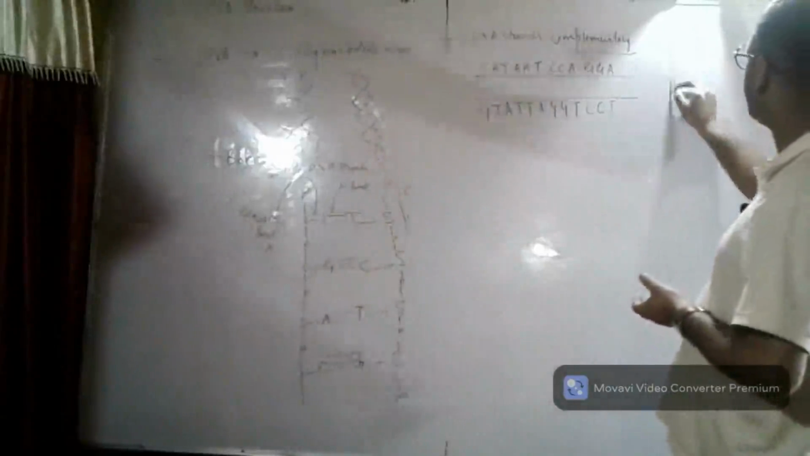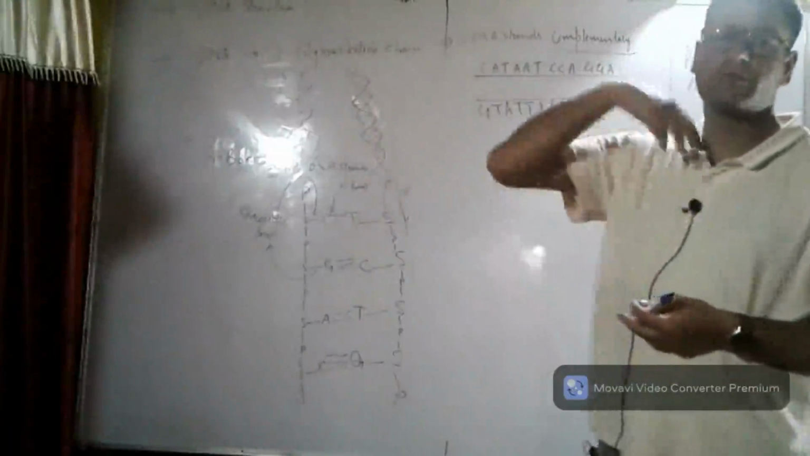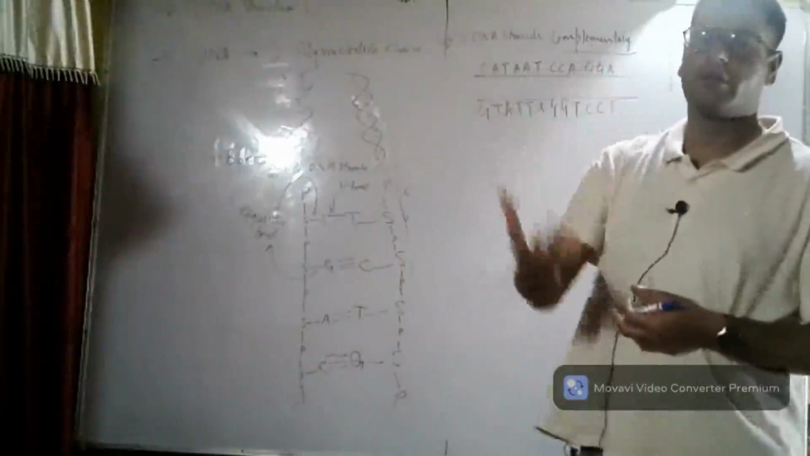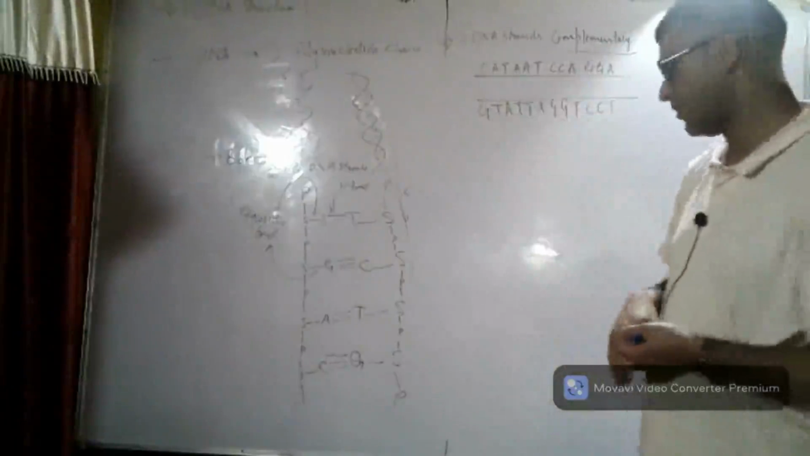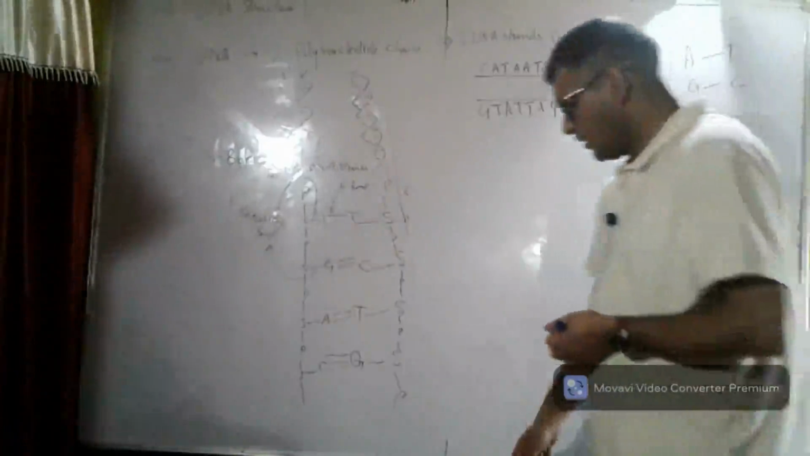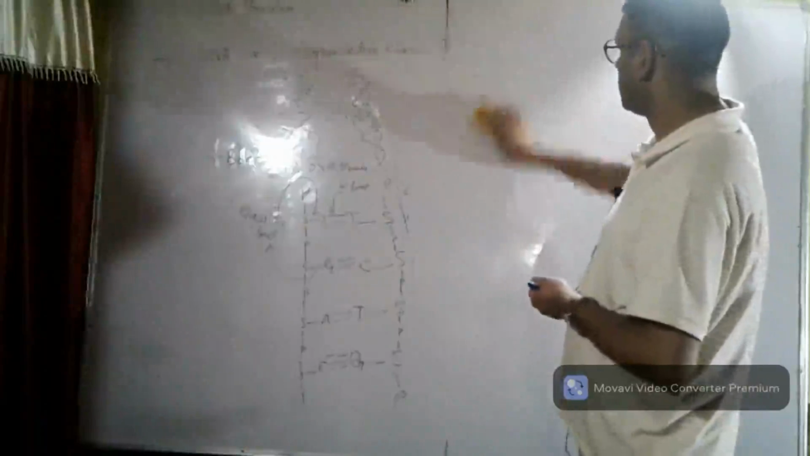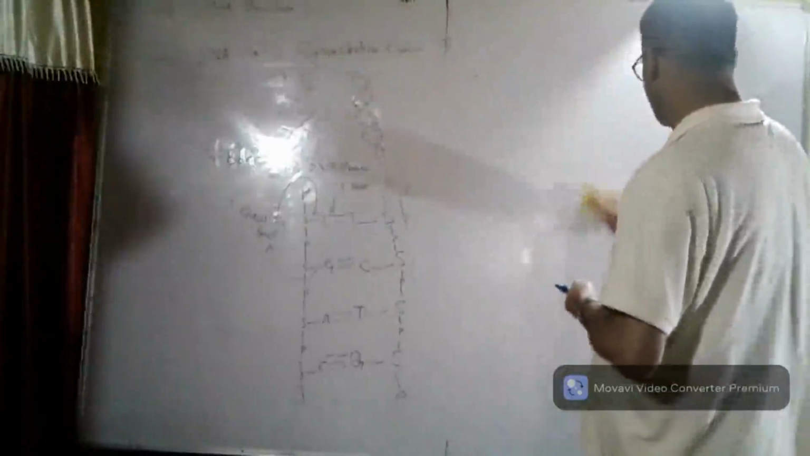As we know that adenine always pairs with thymine or vice versa, and guanine always pairs with cytosine and vice versa. So this is what is called complementary.